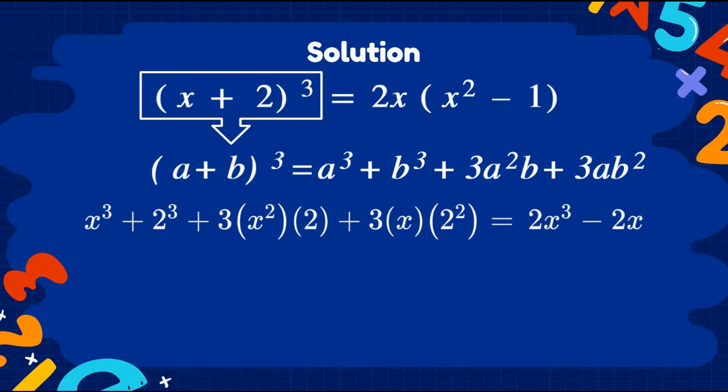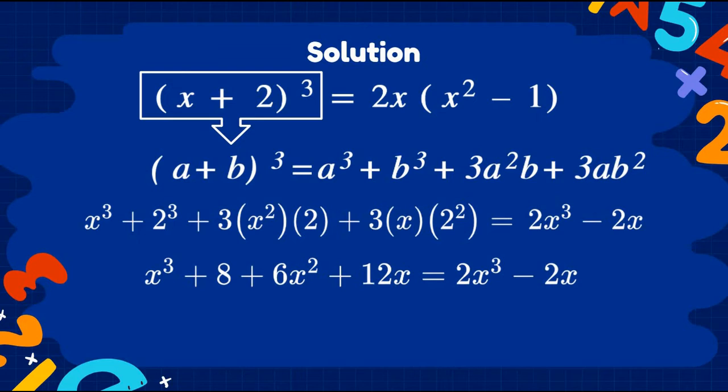So how did you get 2x cube? It is 2x into x square. We got 2x cube, and 2x into minus 1 is simply minus 2x. So we can further simplify this. We can write it as x cube is same, and then we wrote 2 cube as 8, and 3 of x square into 2 would become 6x square, and 3 of x into 2 square is 4, 4 into 3 would be 12, so 12x. The right hand side is still the same, which is 2x cube minus 2x. So let's just bring these two terms also to the left hand side.